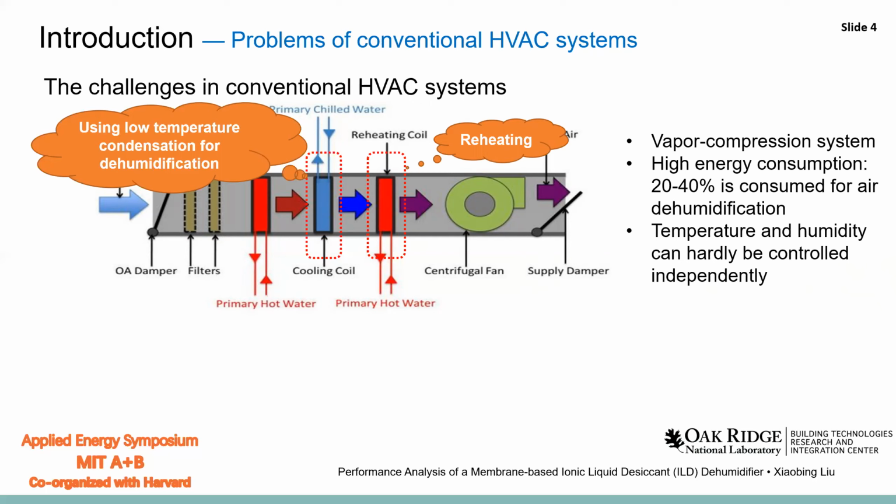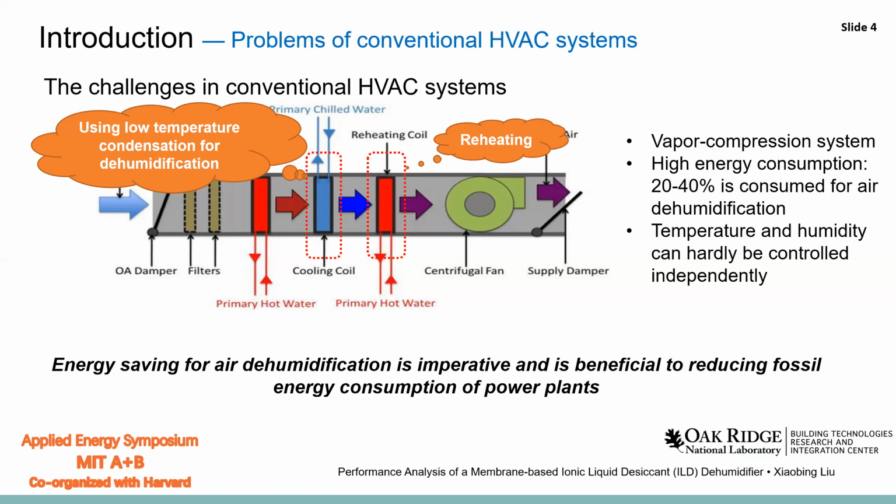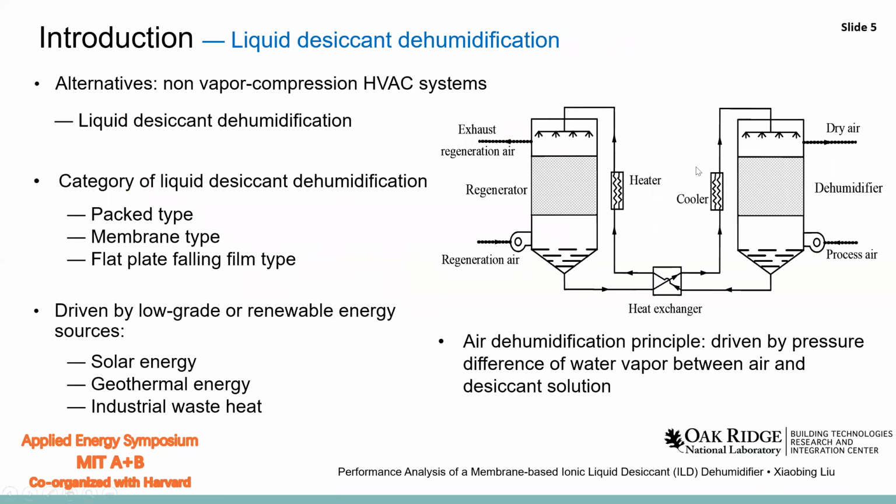In this process, a large amount of energy needs to be consumed. 20 to 40% is consumed for air dehumidification. But a large part of this energy is actually wasted due to the overcooling and the reheating. So energy saving for air dehumidification is very important, and it can largely reduce fossil energy consumption.